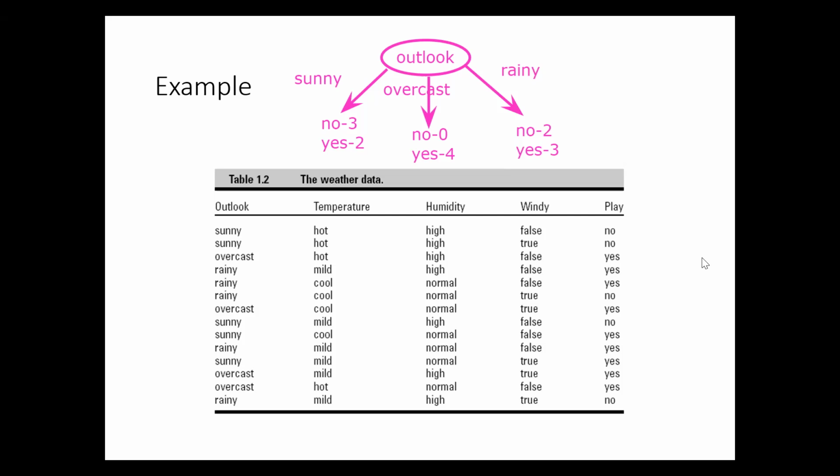Right, now we take the Outlook attribute and create branches for the three different values, that's sunny, overcast, rainy, and we observe its classification, and how the data routed down in the tree. Originally we have 14 instances. Now in each branch we have again five, four, five, which means we have to further work on the problem. That's what we discussed in the previous slide.